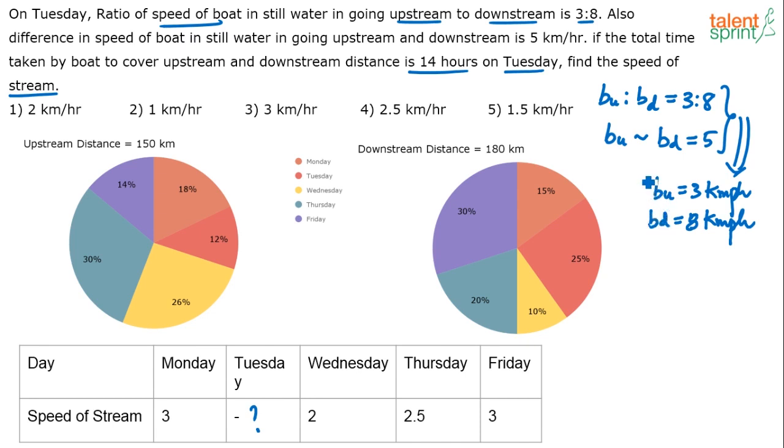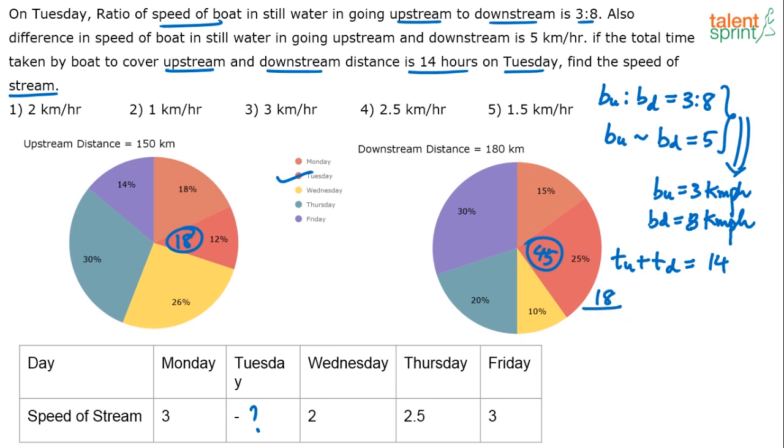Now he's talking about Tuesday. The total time taken by the boat to cover upstream and downstream distance on Tuesday is 14 hours. Total time is 14 hours, which means time taken to go upstream plus time taken to go downstream is equal to 14 hours. Now substitute the values. Tuesday is this color here. 12% of 150 is 18 and 25% of 180 is 45. So do the calculation now.